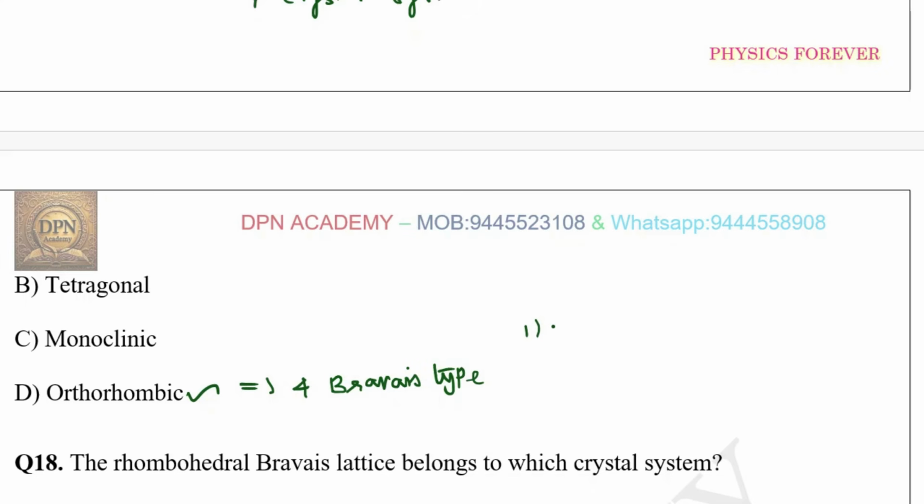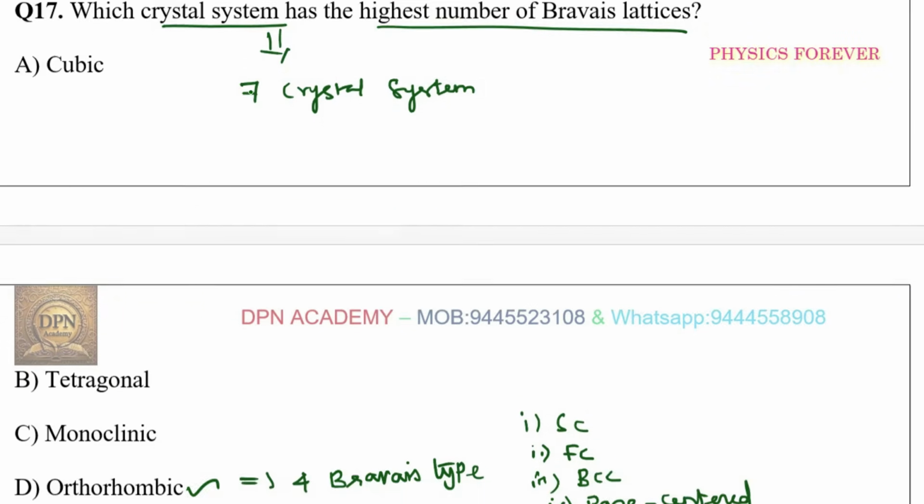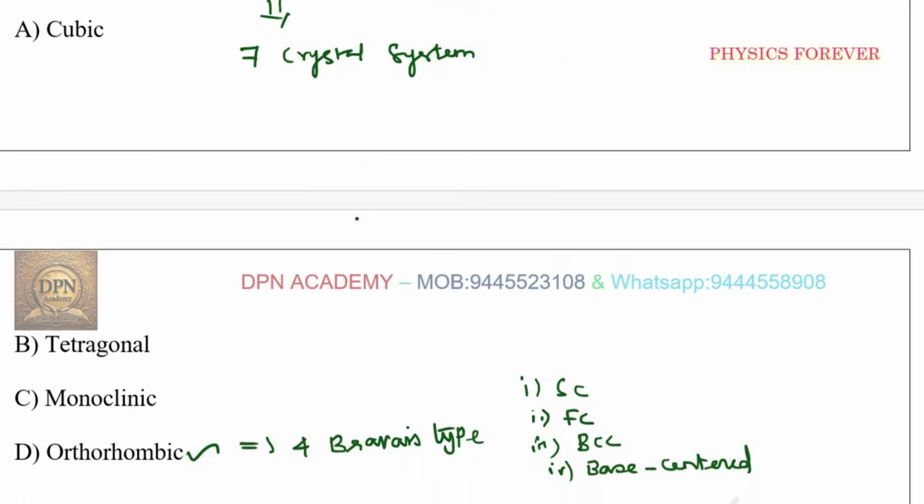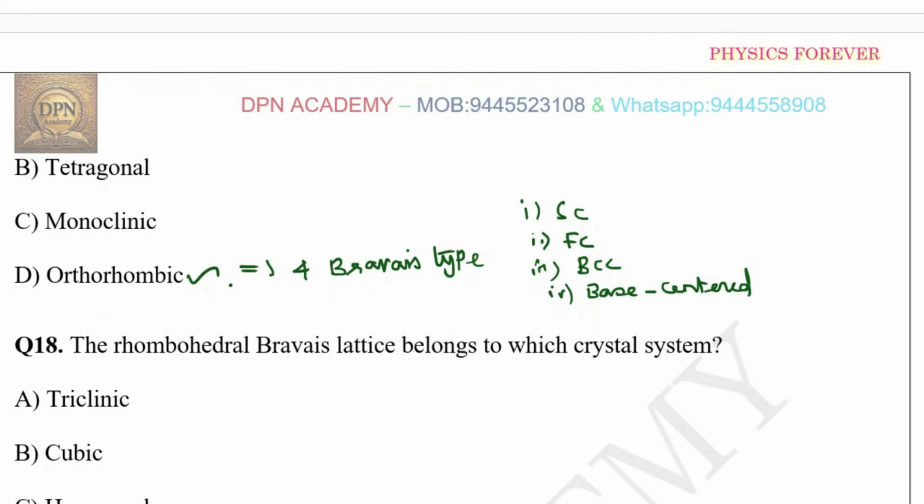என்னென்ன அதில் வந்து primitive simple cube இருக்கும், then FCC இருக்கும், then BCC இருக்கும், then body centered, then base centered இருக்கும். அப்போ among question, what is that question? Which crystal system has highest number of Bravais lattice? அப்போ then D, orthorhombic is the highest.